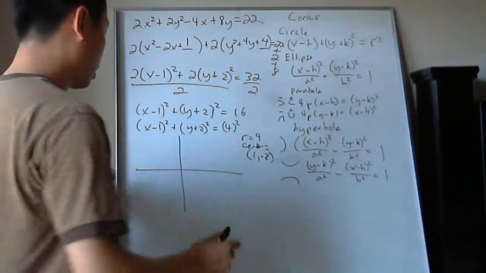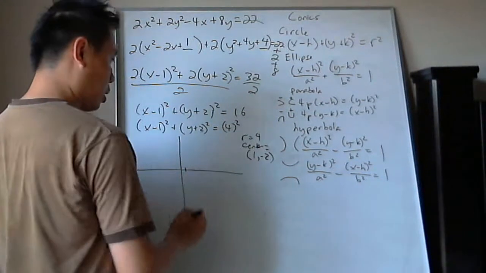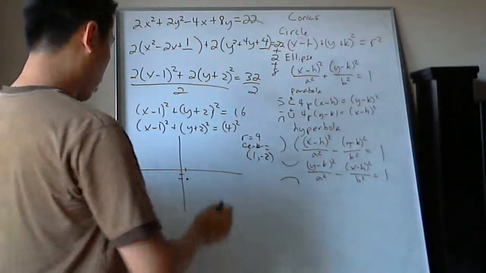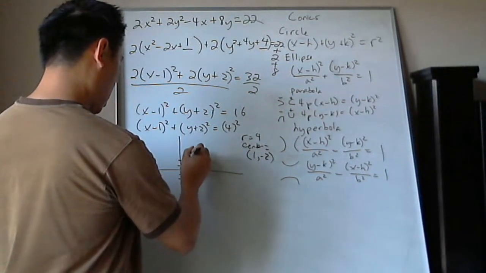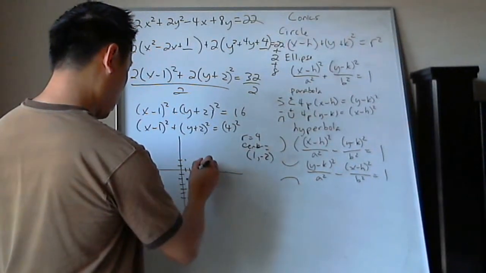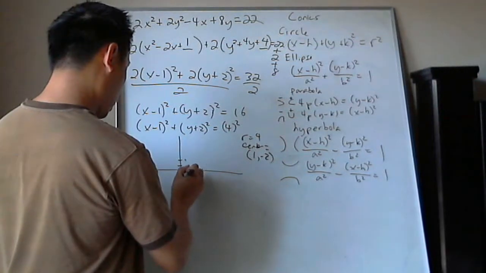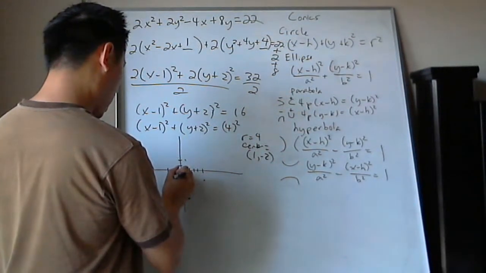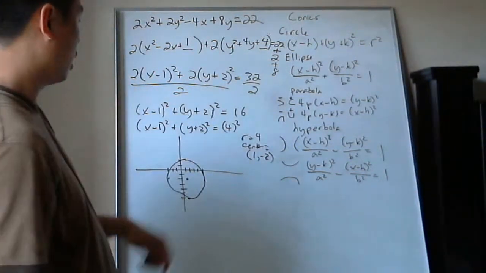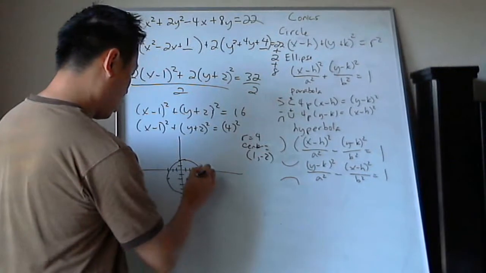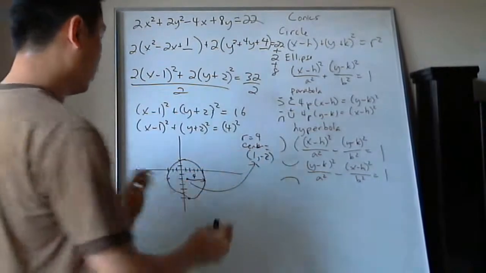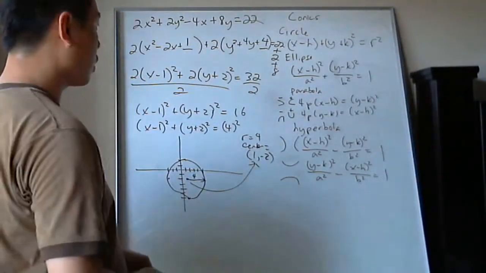And the radius is 4, so I'm just going to graph this 1 and negative 2. Okay, the radius is 4, so I'll go up 4, go down 4, right 4, left 4. And then you're going to have a circle. Okay, so the radius is 4. The center is this, 1 negative 2, right? And that's how you do circles.